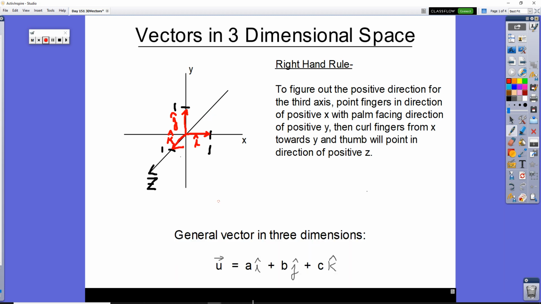We now are going to take our knowledge of two-dimensional vectors and add on this last piece. So in general, three-dimensional vectors are going to have the form of something times i plus something times j plus something times k. So we've already been dealing with the first 2 parts. Now we're just adding on our third direction.